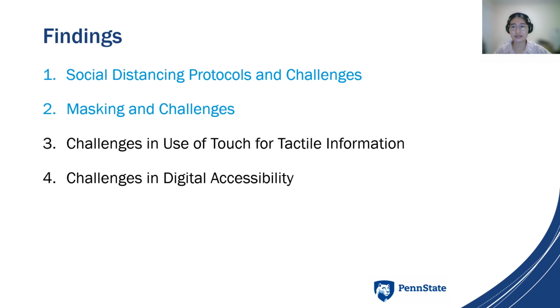We analyzed both narratives and visual content and ended up with 4 high-level issues. 1. Social distancing protocols and challenges. 2. Masking and challenges. 3. Challenges in use of touch for tactile information. 4. Challenges in digital accessibility. I cannot go into all of them in this presentation, but I will look more closely at the first 2 themes. For the full themes and findings, please see the paper.